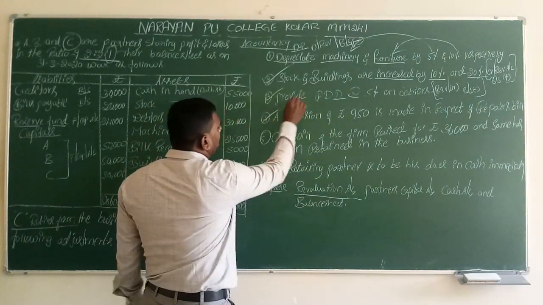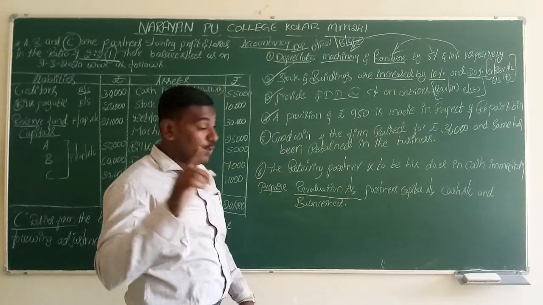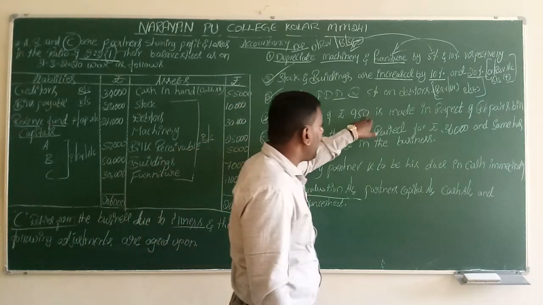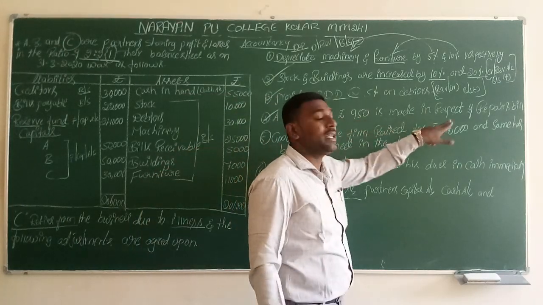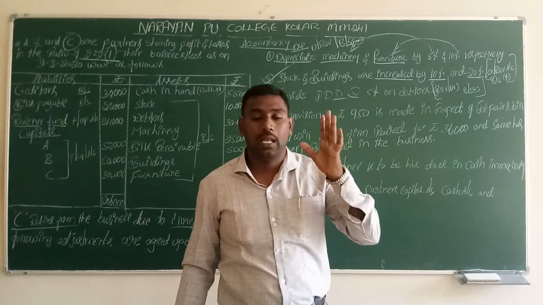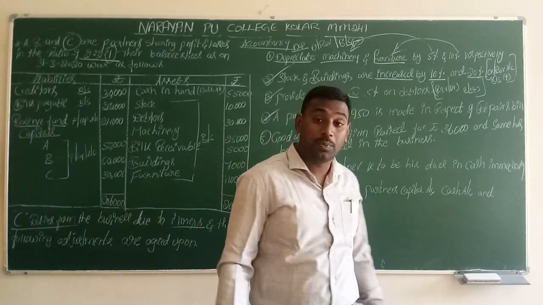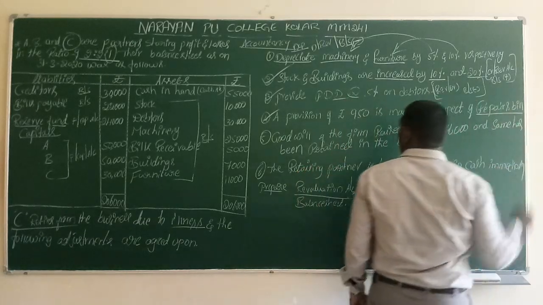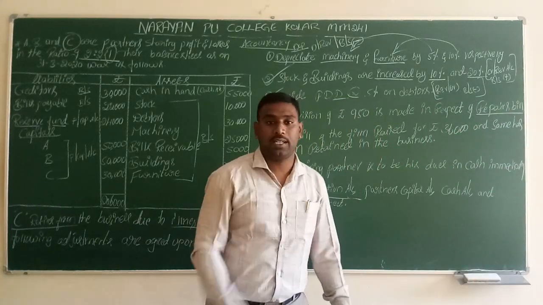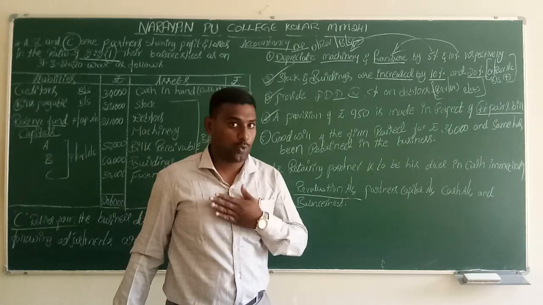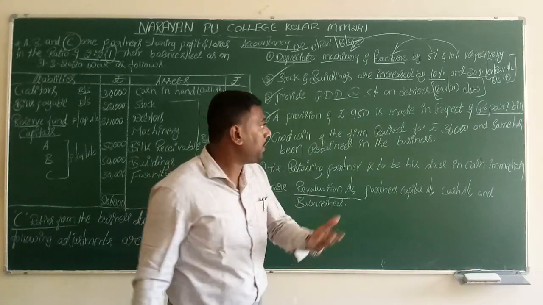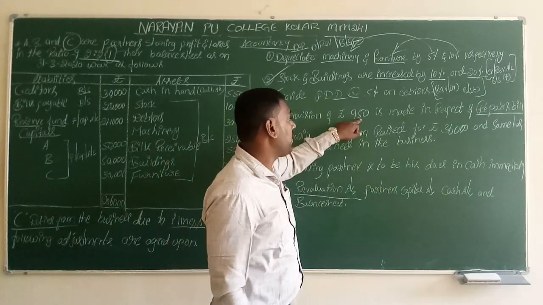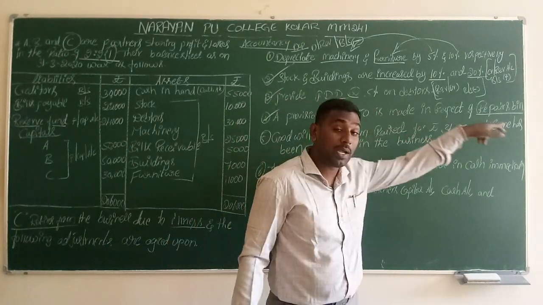Let's come to adjustment number 4. It is a new adjustment. It says that a provision of rupees 950 is made in respect of repair bill. So here they have given a provision. A provision is nothing but an amount we compulsorily have to pay. How much do we have to provide? 950 is made in respect of the repair bill.